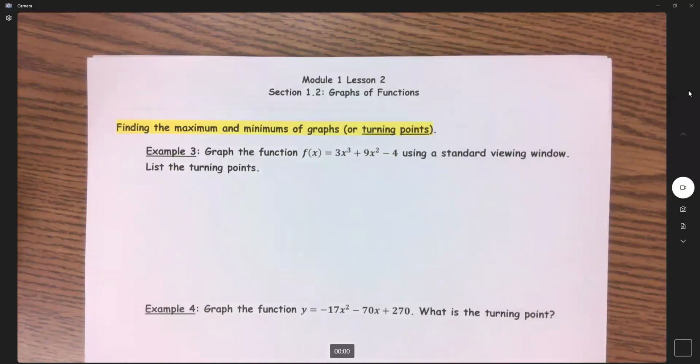Now we're going to find the maxes and mins of our graphs, and I believe your homework is going to call them turning points. So example 3: graph the function using a standard viewing window and then list the turning points.